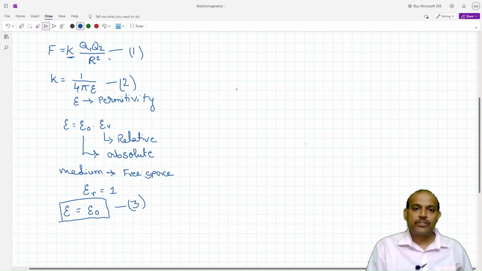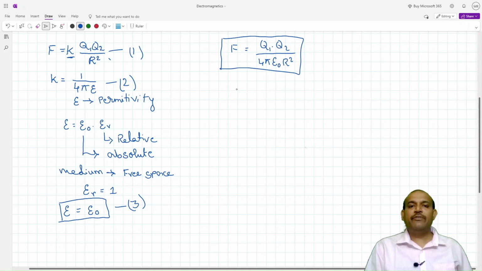Then the force is equal to, so in place of k, I will substitute 1 by 4 pi epsilon, where epsilon is epsilon naught. Therefore it becomes q1 into q2 divided by 4 pi epsilon naught for free space into square of the distance between them. So this is called the force between the 2 point charges q1 and q2.